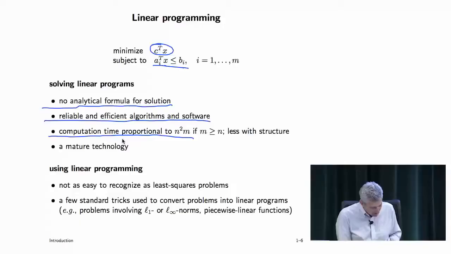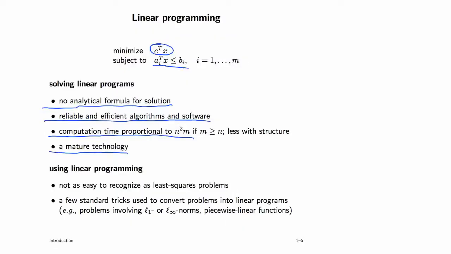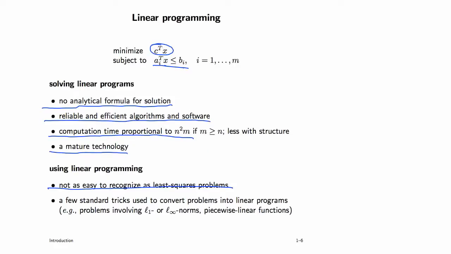Okay, so this is a mature technology, linear programming. I mean, it basically works. It's like least squares. What's interesting about linear programming is that there are many problems that don't look like linear programming, but that can be transformed to linear programs. And we'll see a lot of that in the course as well. But that's good and bad news.